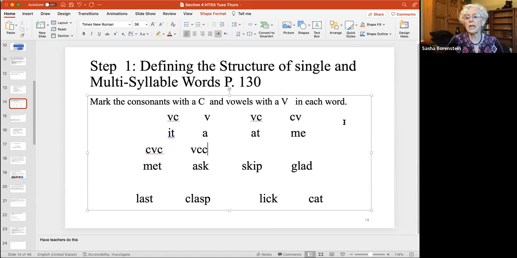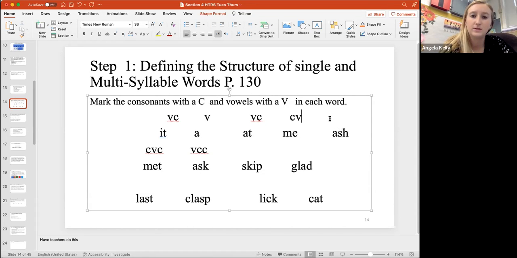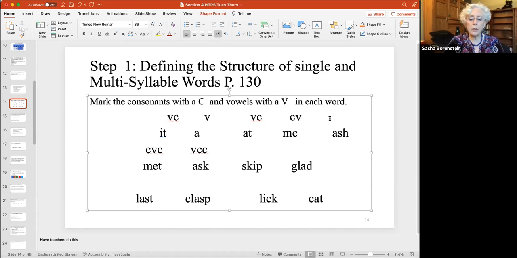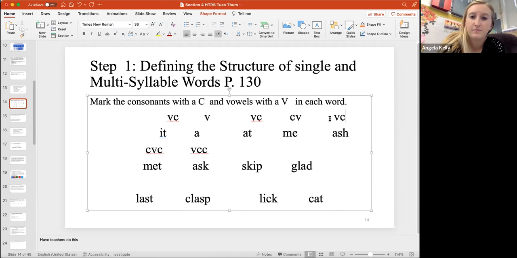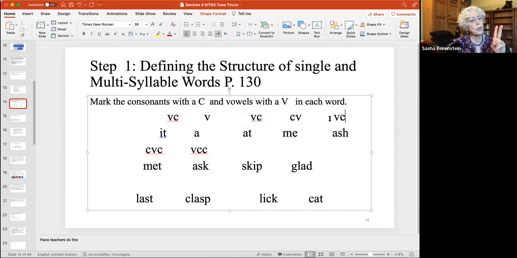I have a question. If I had this word, ASH, what's the pattern there? Also vowel, consonant, consonant. Okay, and I'm going to disagree with that. I'm going to just put vowel, consonant. Why do you think I just put one consonant there? Because the sh is a digraph. Exactly. SH, even though it's two letters, it's one sound. And that's why ash is a simple one syllable word and ask is a complex one syllable word.